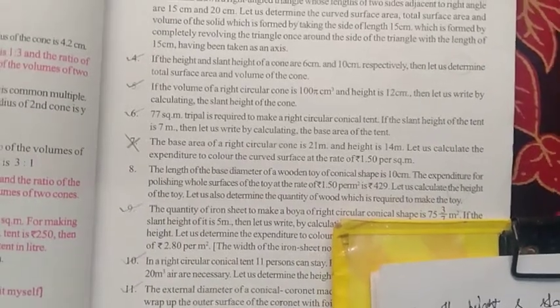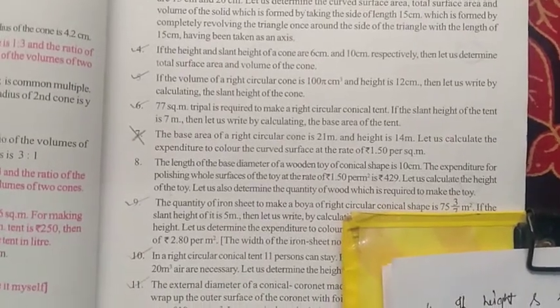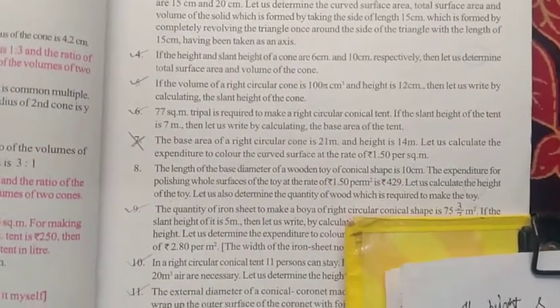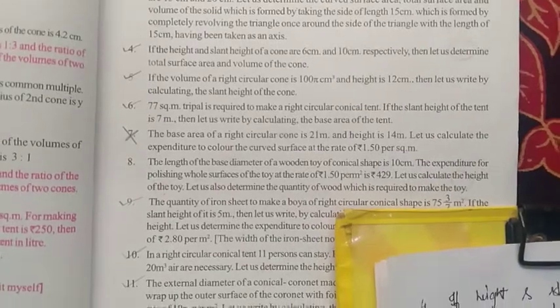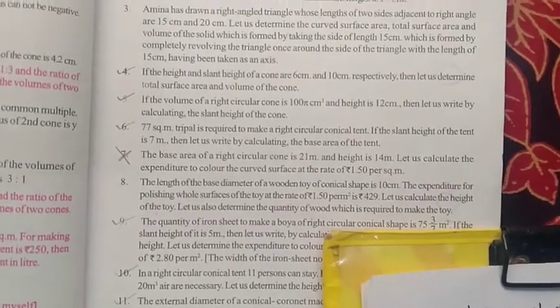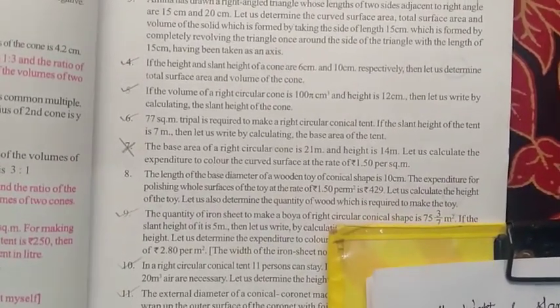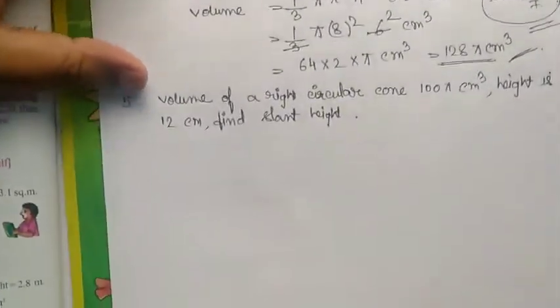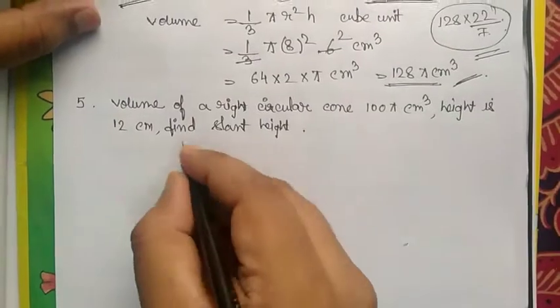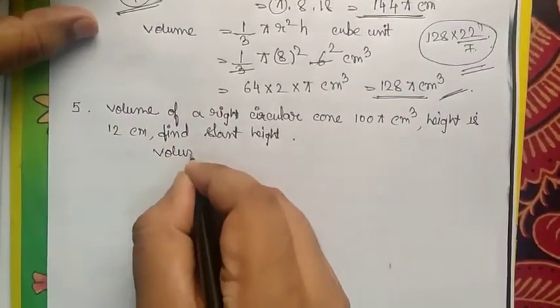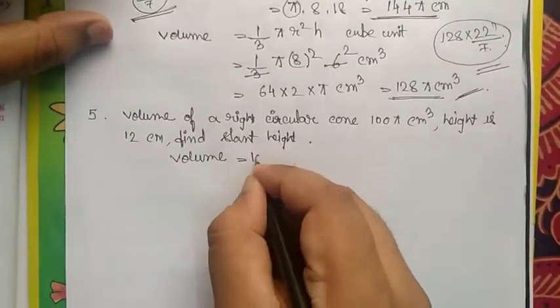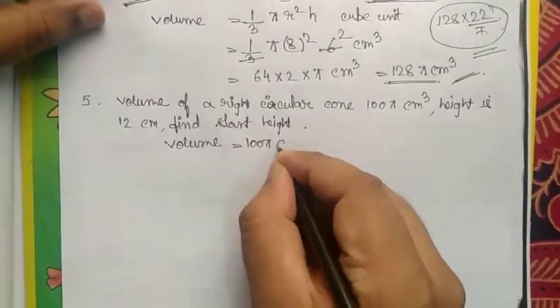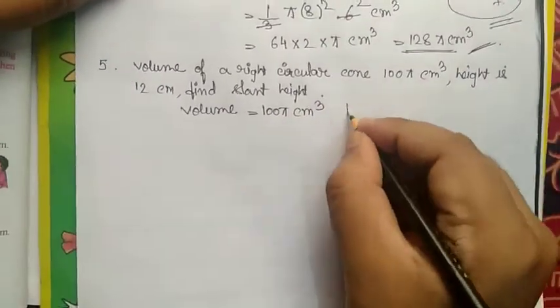This is sum number 5. If the volume of a right circular cone is 100 pi centimeter cube and the height is 12 centimeter, then let us find by calculating the slant height of the cone. So what is given? Given volume is 100 pi centimeter cube and height is 12 centimeter.